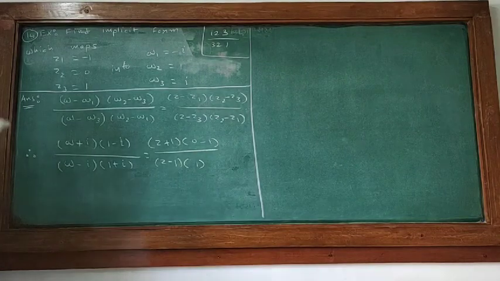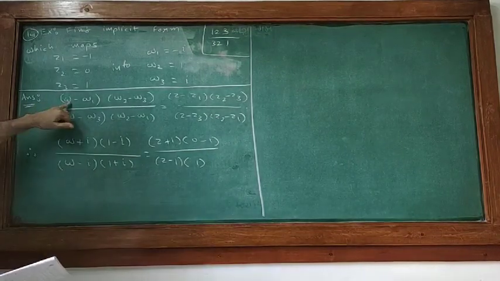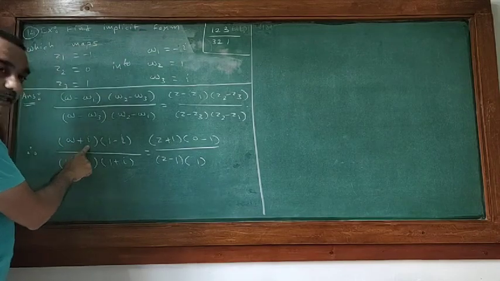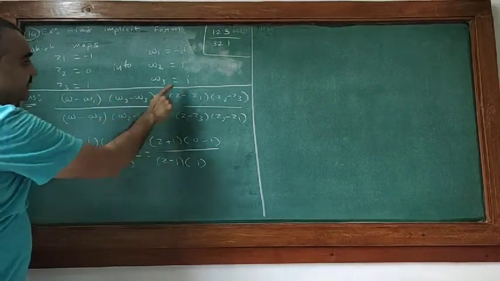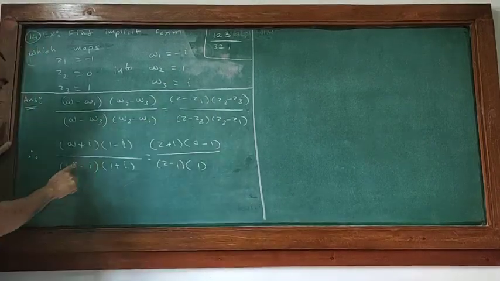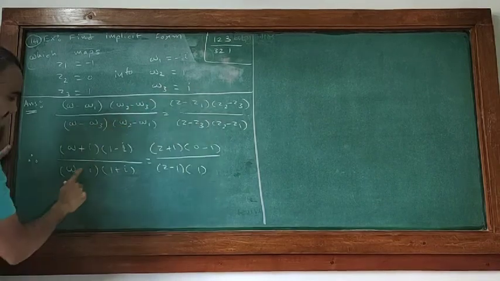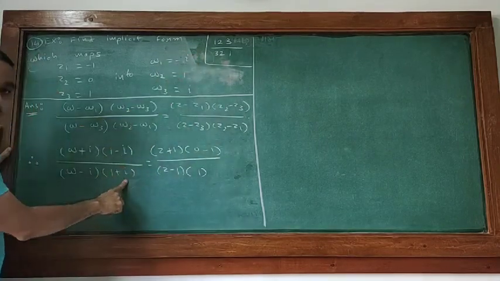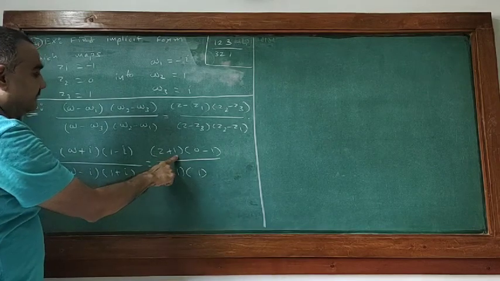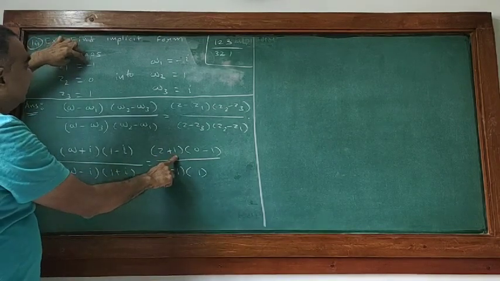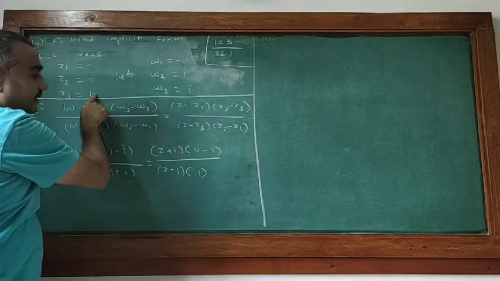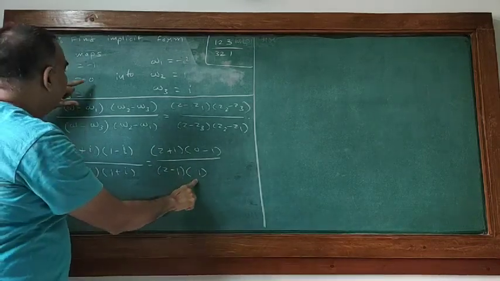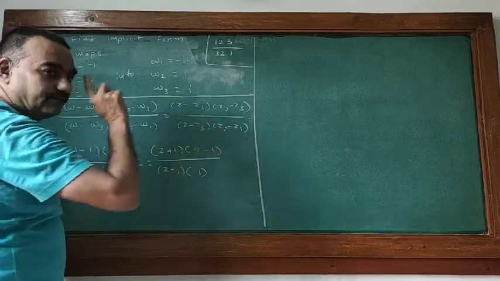Okay, how is it? Omega minus omega 1, that is omega minus of minus I, that is omega plus I. Omega 2 minus omega 3 means 1 minus I. Omega minus omega 3 means omega minus I. Omega 2 minus omega 1 means 1 plus I. On this side, z minus z1, so it is z plus 1. z2 minus z3, 0 minus 1 means it is minus 1. z minus z3 means z minus 1. And z2 minus z1 is plus 1.